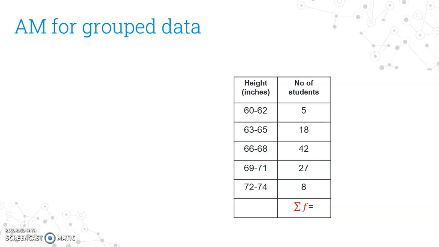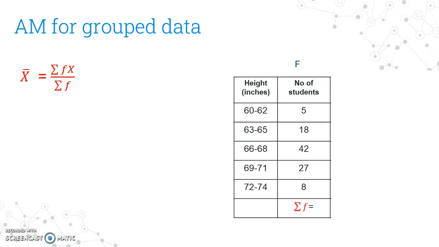Now let us consider one example. Here you are asked to find the arithmetic mean of the given data. Now if you see the data given, the first column represents height in inches and second column represents number of students. So number of students is nothing but frequency. So meaning is total 5 students have height in between 60 to 62.